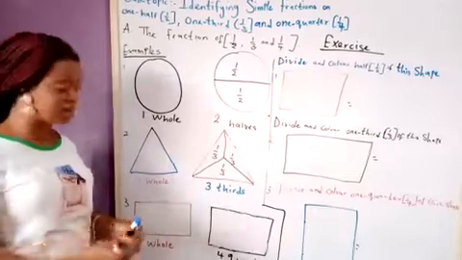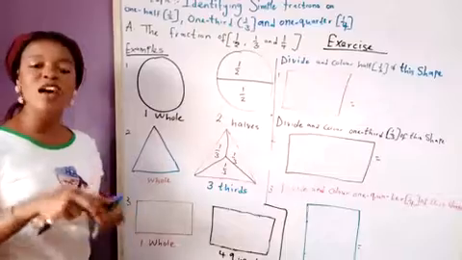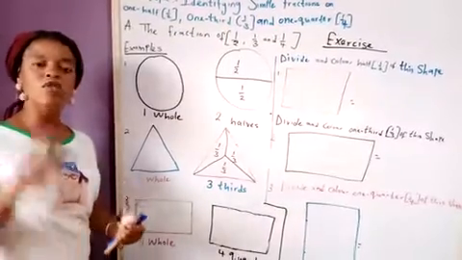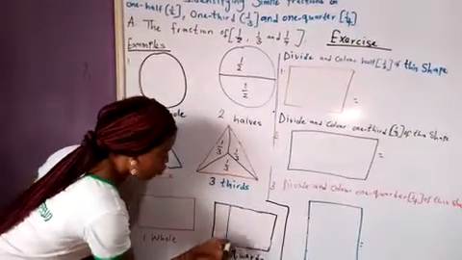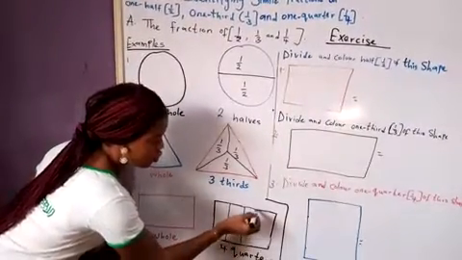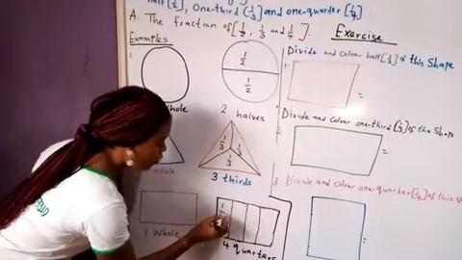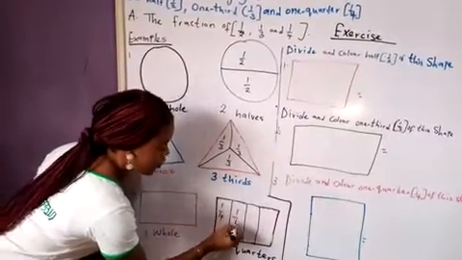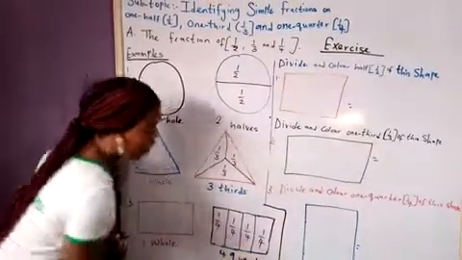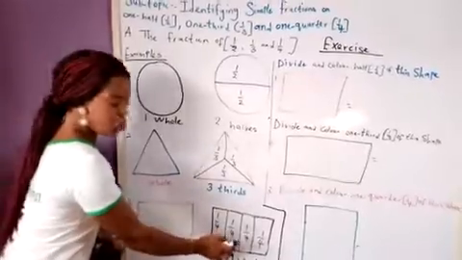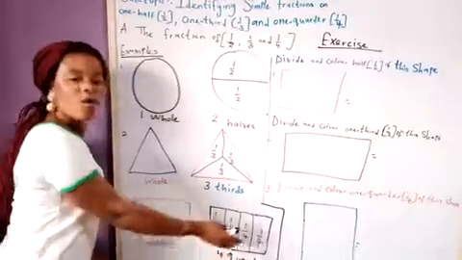How do we go about it? Children, don't forget that I told you that if you are given a particular object and you have to divide it into 4, all you need to do is to divide it into that number. Now let's go. 1, 2, 3, 4. So one part will be 1/4, 1/4, 1/4, and 1/4. So 1/4 plus 1/4 plus 1/4 plus 1/4 will give you 4/4.